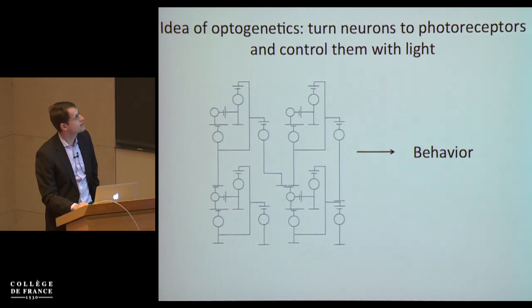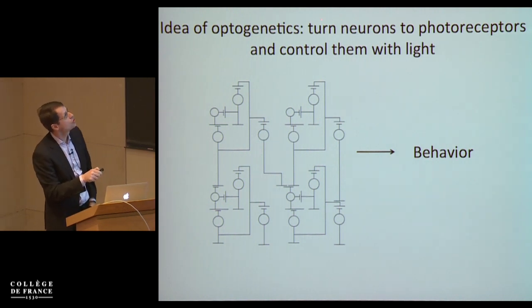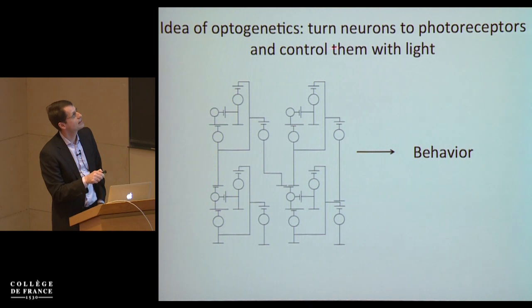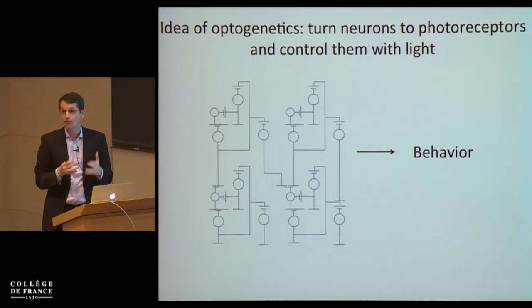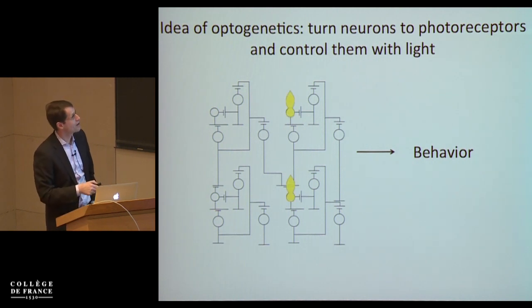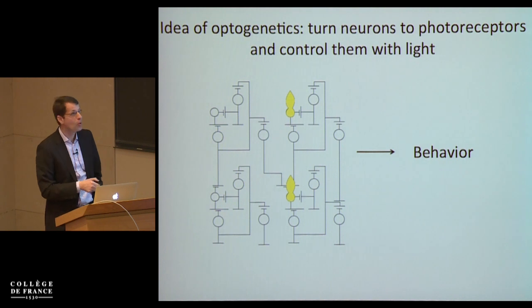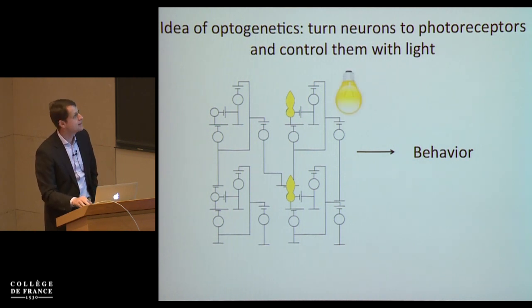Optogenetics is an incredibly simple thing to do, which is to turn neurons into photoreceptors and control them with light. And you will see this whole idea actually came from the visual system. There are three parts to it. You have to somehow address these neurons, have the ability to manipulate neurons, then the ability to turn particular neurons into photoreceptors, and then you use light.